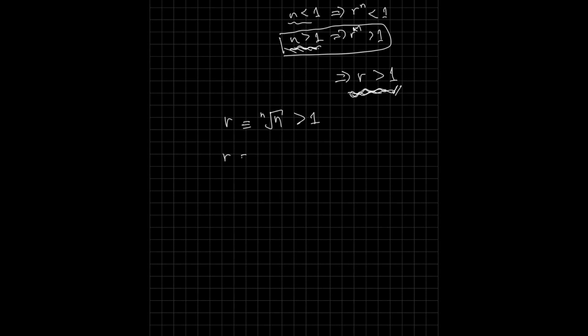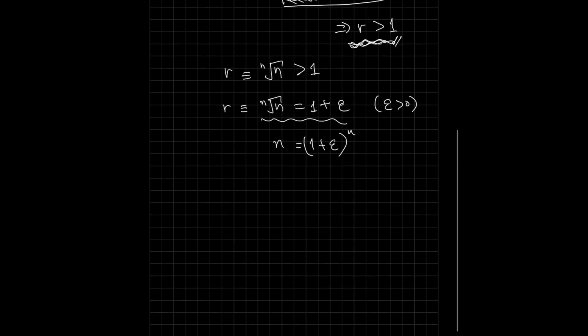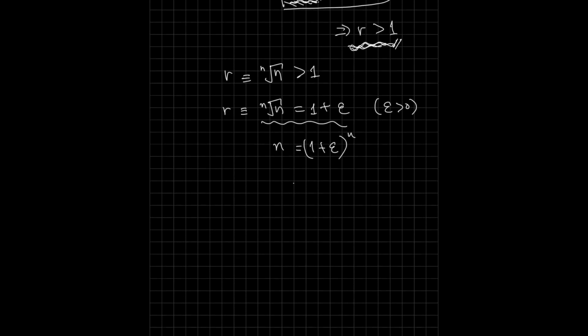If that is the case, then we can express r, or the nth root of n, as 1 plus some positive number, epsilon. So epsilon is a positive number. Now, this is a good form, because if we raise both sides to n, we get 1 plus epsilon raised to the n. And if we apply the binomial theorem, we get the following.